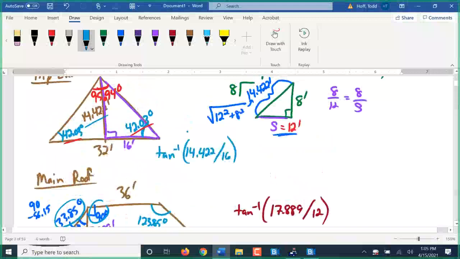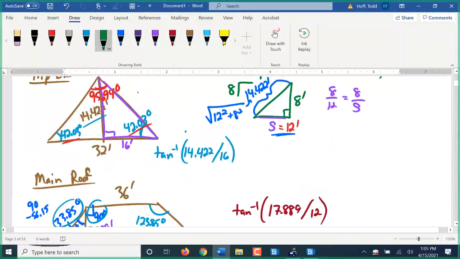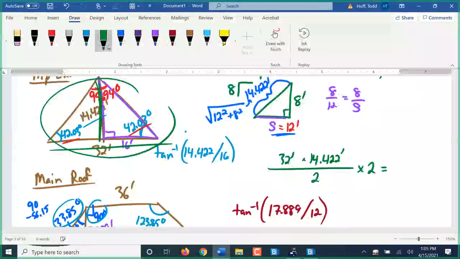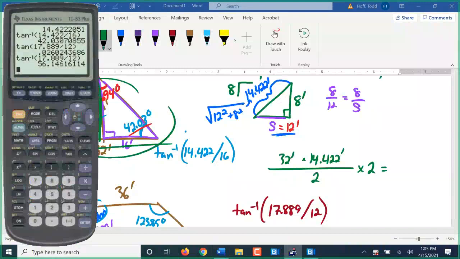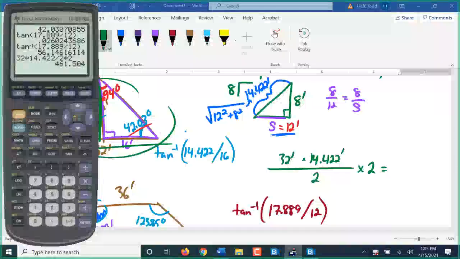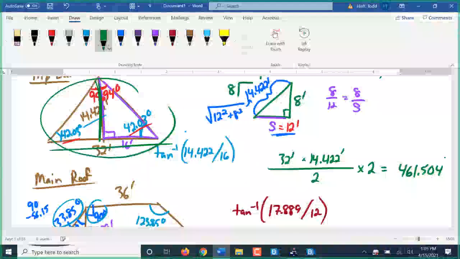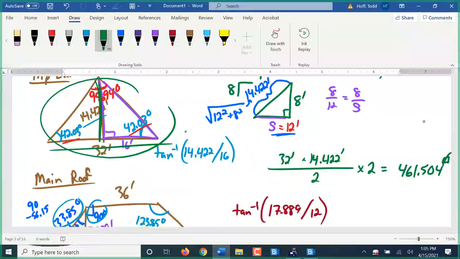Well, I'm going to use these same shapes for areas. This area here is simply going to be 32 feet on bottom times 14.422 feet altitude divided by 2 because it's a triangle, but we're going to multiply by 2 because there's one on the other end. So 32 times 14.422 divided by 2 and times 2 really cancels each other out. We get 461.504. And that is square feet. That symbol, by the way, that's just a square with the foot symbol through it. That's a shortcut for writing square feet.